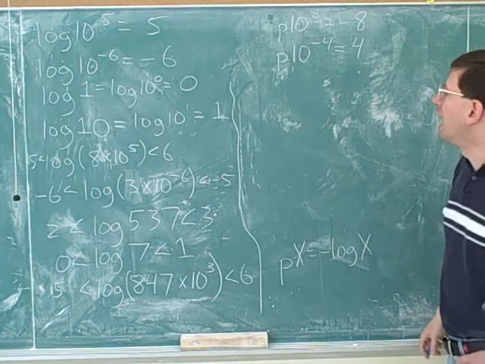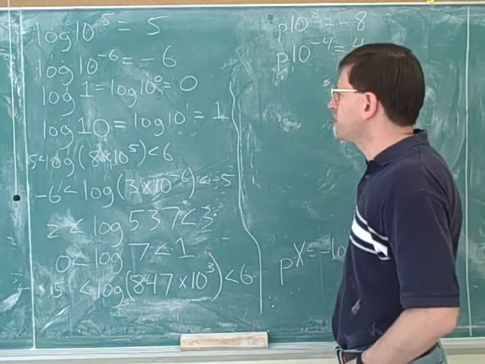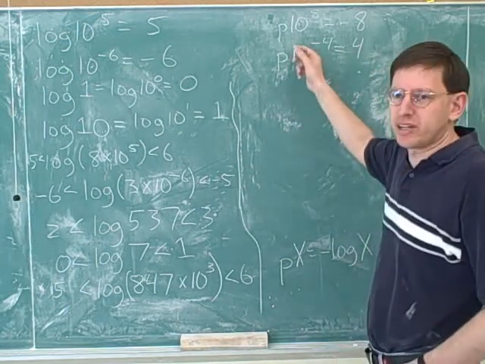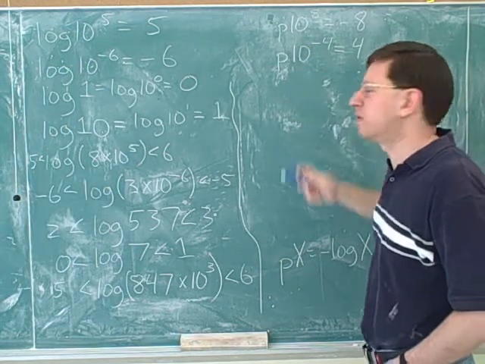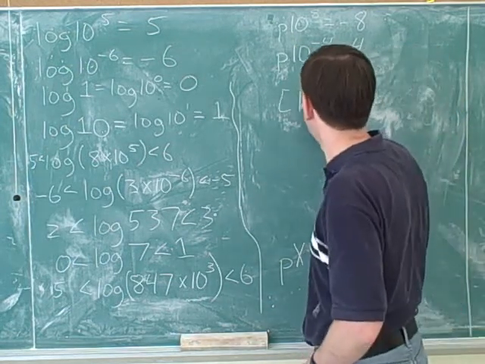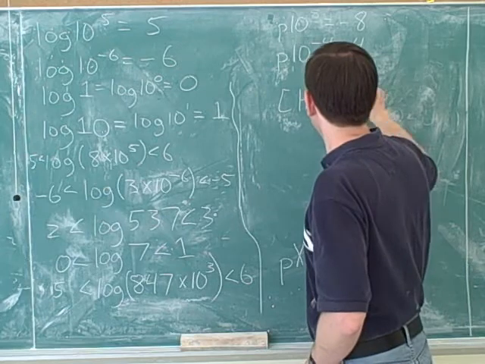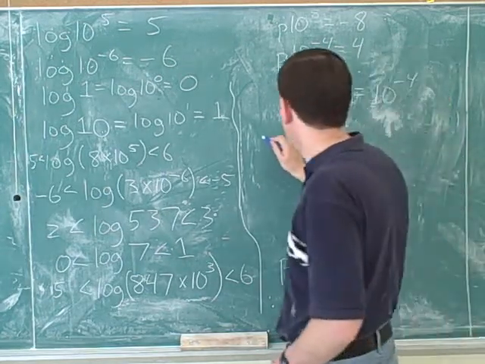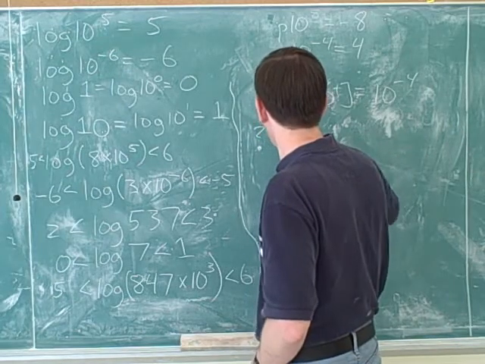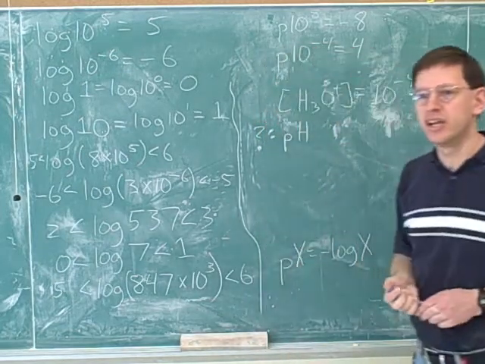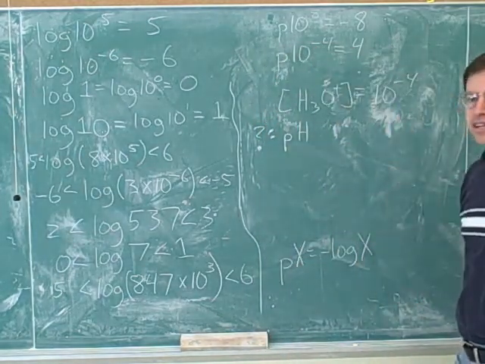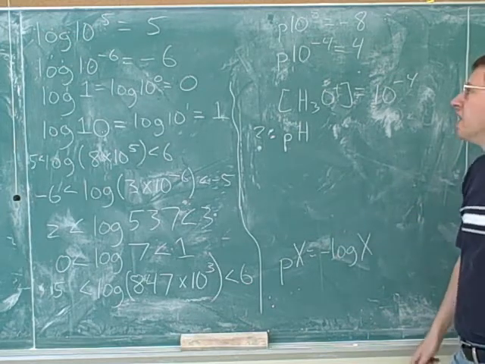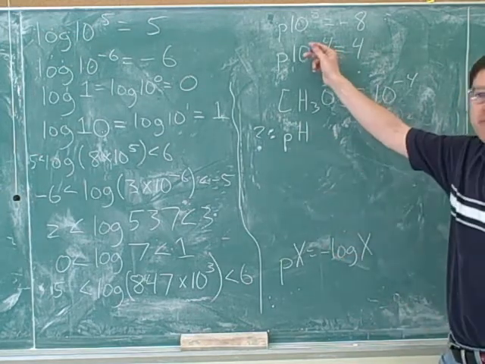Very good. Now, normally when we're doing chemistry, we don't normally see the p written like this. How do we normally see it written? You would know the hydronium concentration is 10 to the negative 4, and then the question would ask you, what's the pH? But you see, that's the same exact problem as I just did here.